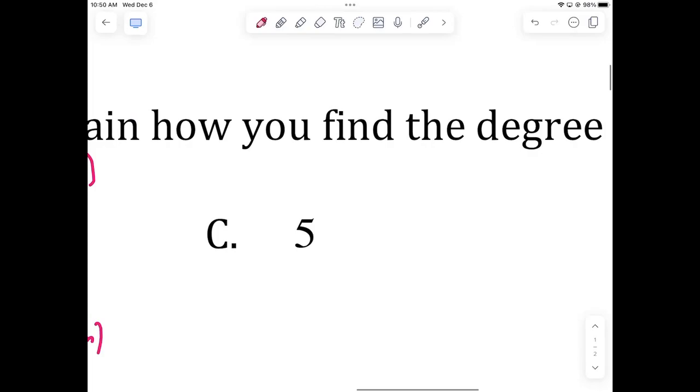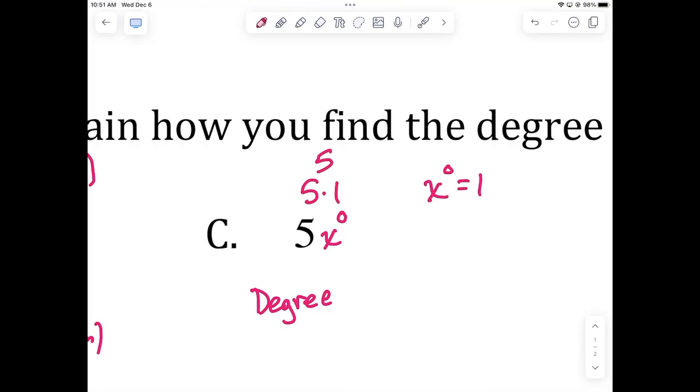All right, 5. What's the degree? 1, 0. 1, 0, 10? No, 0. Yeah, very good. If there is no variable there, you can add a variable as long as you put it to the 0 power, because x to the 0 power is 1. And 5 times 1 is still 5. So what is the degree? It equals 0. It's a constant.